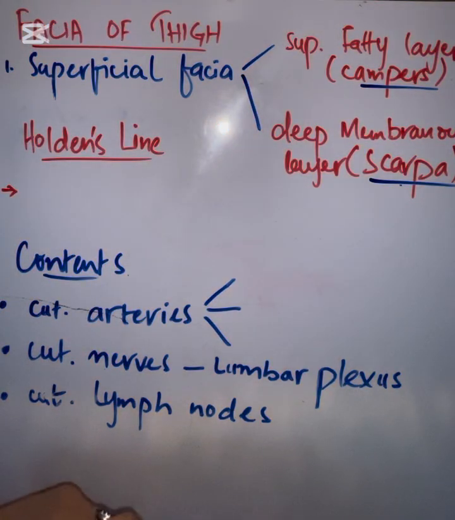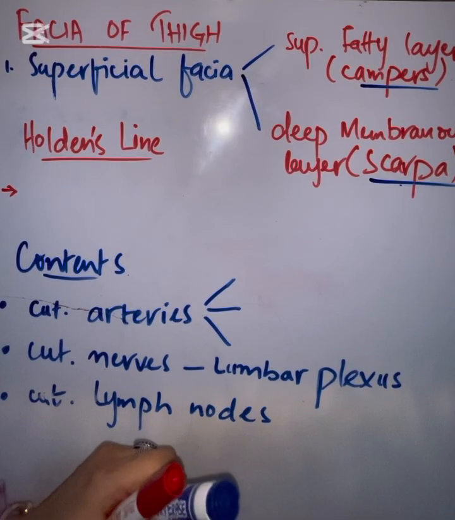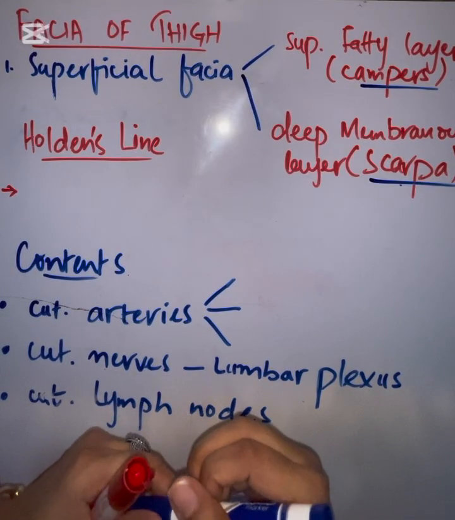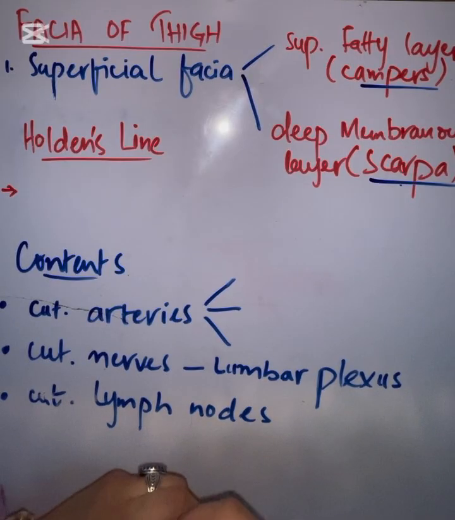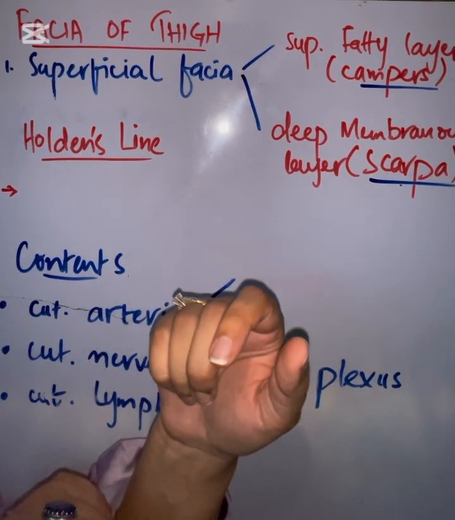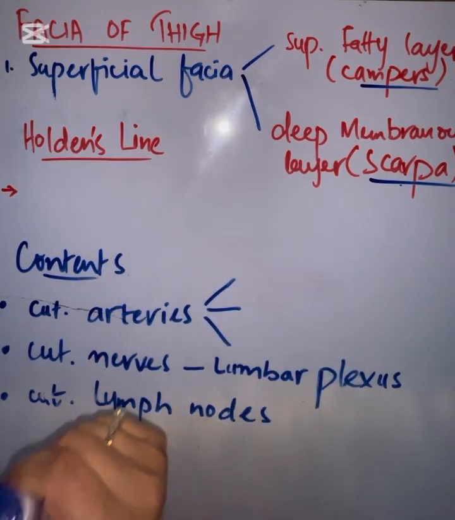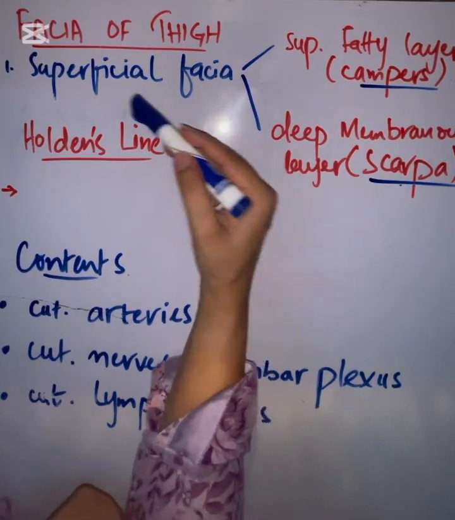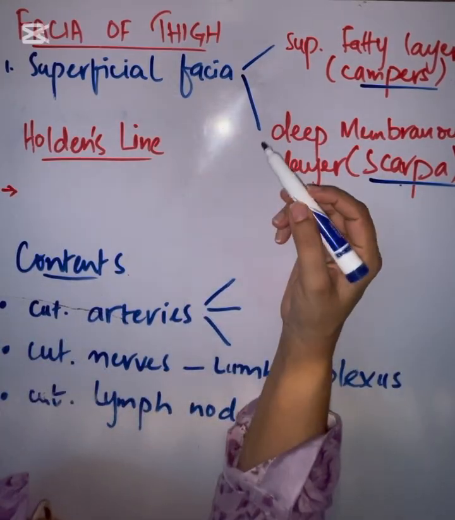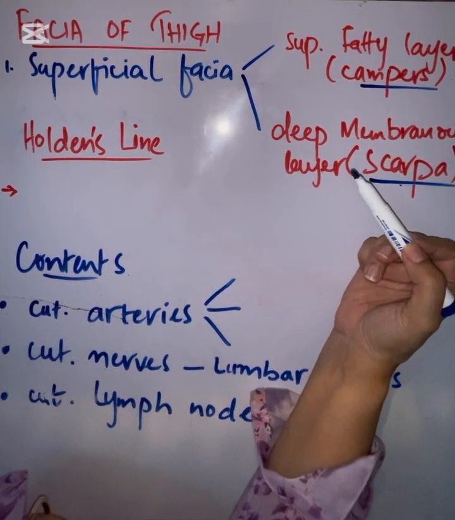Our today's topic is fascia of the thigh. Like every other region of the body, the thigh also has two types of fascia. One is superficial fascia and one is deep fascia. First of all, we are going to discuss the superficial fascia of the thigh. The superficial fascia of the thigh is further subdivided into two layers.